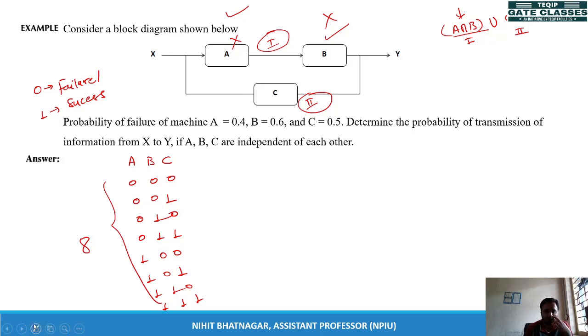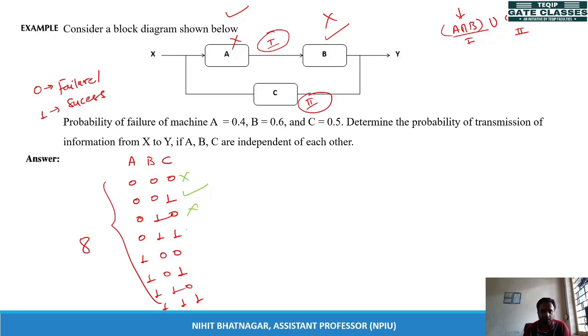So our favorable condition is like this. This is not a favorable condition. It means A will fail. If A fails, then the first assembly is in not working condition. C fails, so no transmission occurs. In the second one, A and B both fail, but C is working. So in this case, transmission is possible. If A fails and B is in working condition, but C is not working, then also in this case transmission is possible.